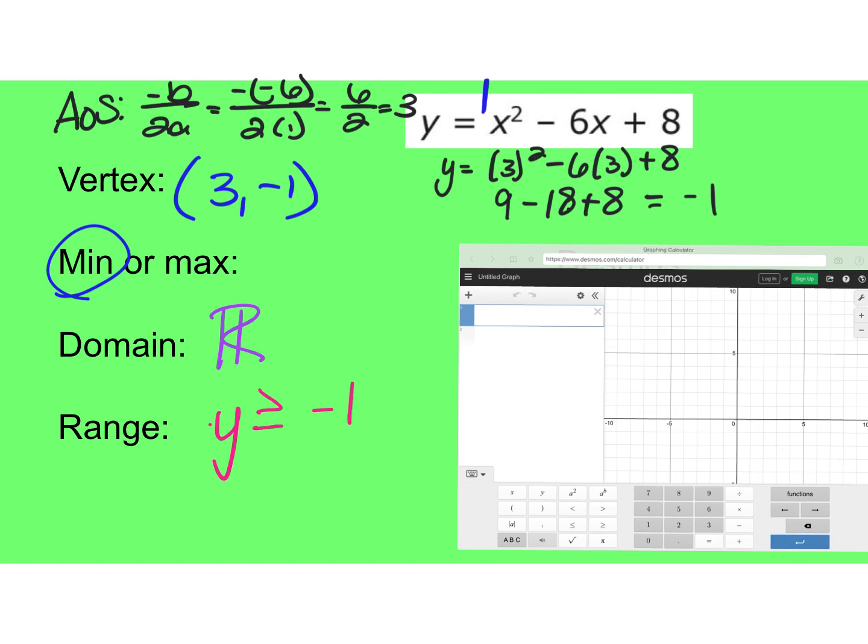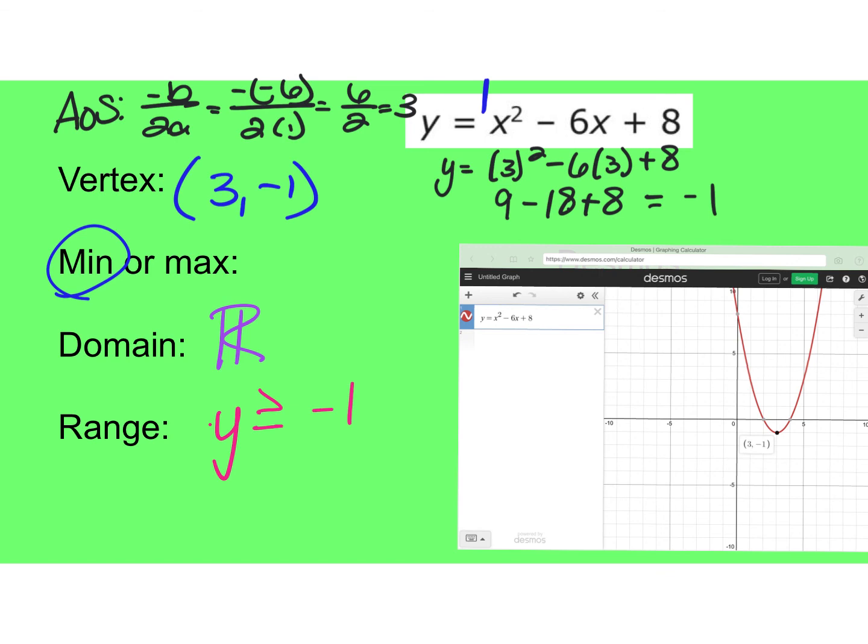So let's see where we're at. So y equals, oh, I didn't get my 6 in there, plus 8. Okay, so when I touch where that is, so 3, negative 1, it opens up, so that means I have a minimum, and so on and so forth.